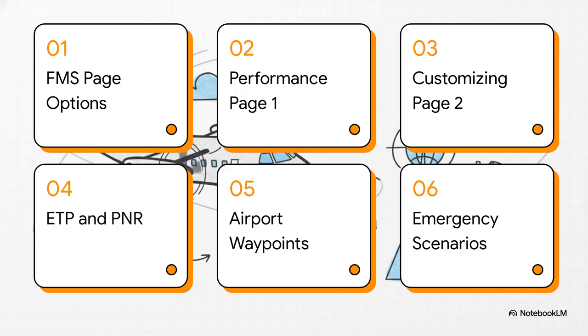So, here's our flight path for today. We're going to cover: 1. FMS Performance Page Options. 2. Understanding Performance Page 1. 3. Customizing Performance Page 2. 4. Understanding ETP and PNR. 5. Setting up airport waypoints. And finally, 6. Environmental and emergency scenarios. We're keeping it strictly linear today. Think of this explainer as your ultimate pre-flight checklist for navigating that FMS interface flawlessly.